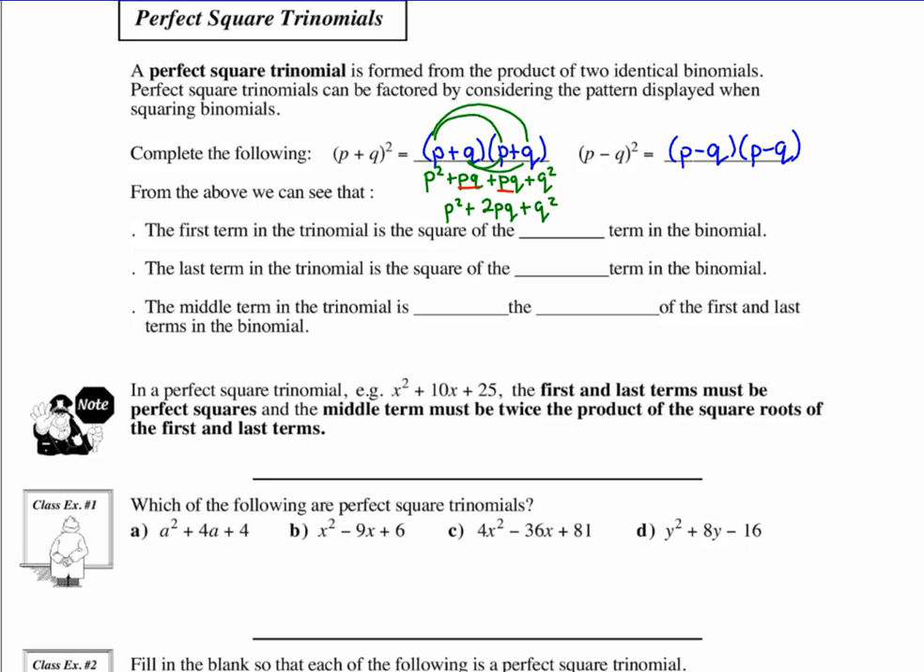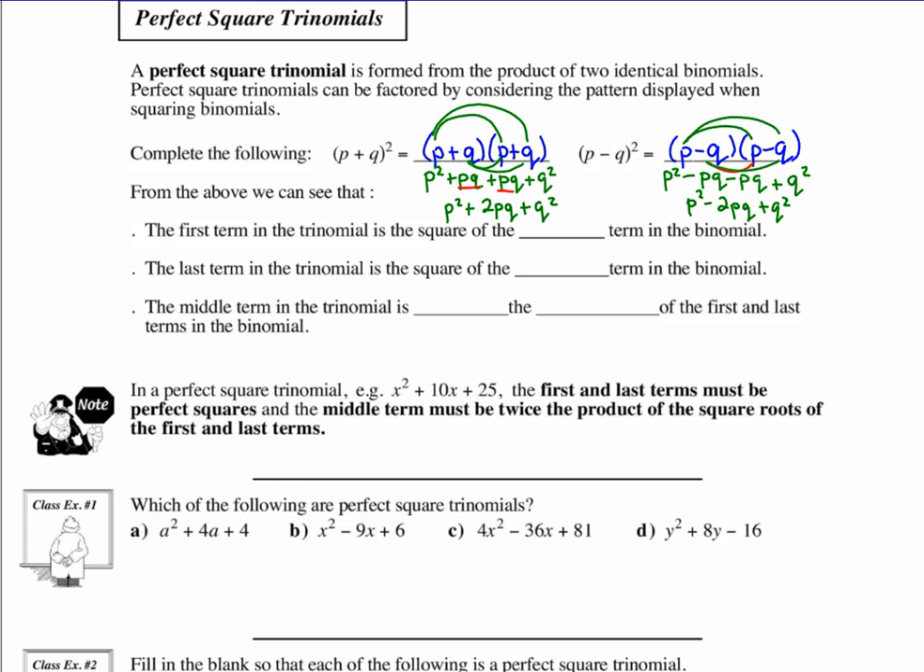Now this would be pretty much identical. The only difference is the sign of the middle. When we expand this, we have P times P, which is P squared, right? P times negative Q, negative PQ. Negative Q times P, negative PQ. And then what if you do negative Q times negative Q? Plus Q squared. So the only difference is the middle term, negative 2PQ. They're negative, right? But everything else is the same. Both of these are perfect squares.